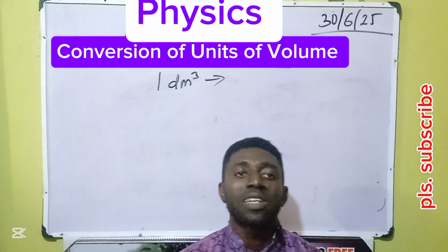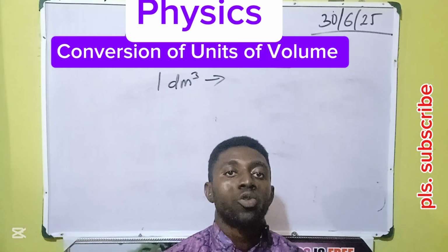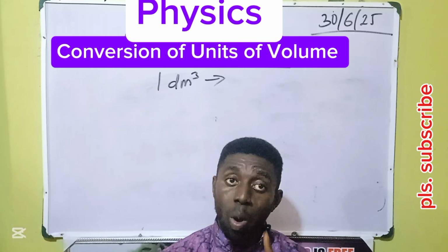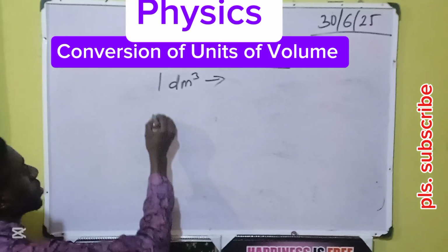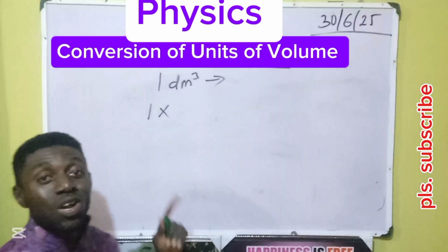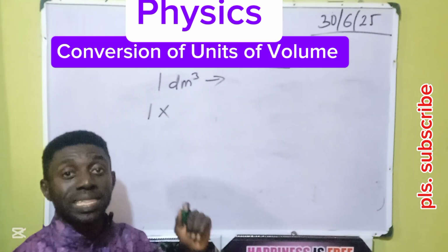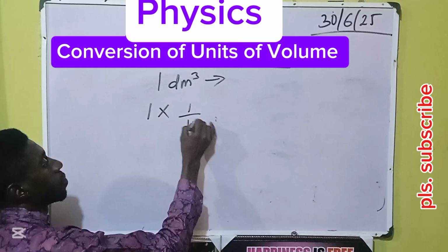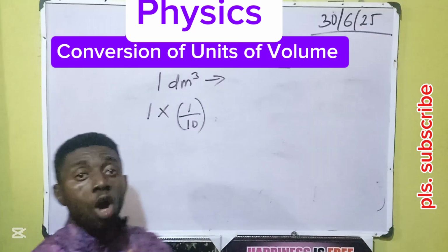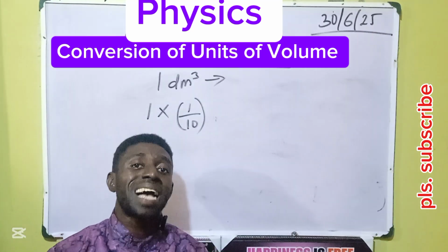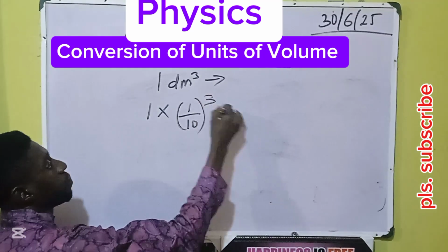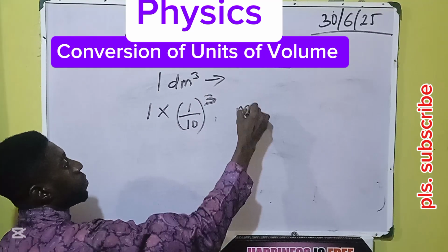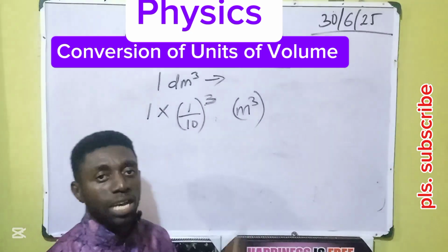Okay, let's now convert 1 decimeter cube to meter cube. Recall, 1 decimeter cube is 1 liter. Then we start. 1 times, the word deci stands for 1/10. Recall, there is cube there. Deci has its own portion of cube. Likewise, the meter. Then I will drop the meter cube.